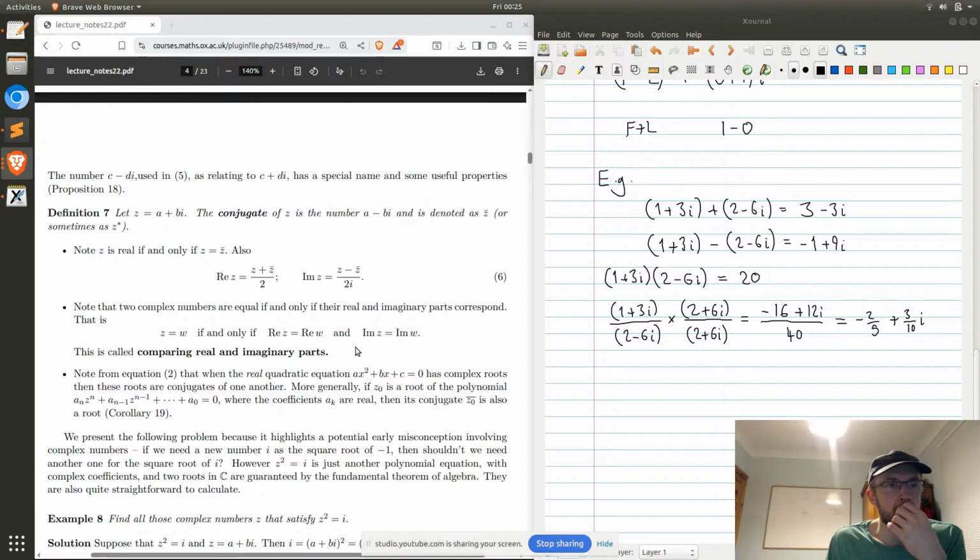Now, let z equal a plus bi. The conjugate of z is the number a minus bi and is denoted as z bar or sometimes z star. Note z is real if and only if z is equal to z bar. Also, the real part of z is z plus z bar over 2, and the imaginary part of z is z minus z bar over 2i.